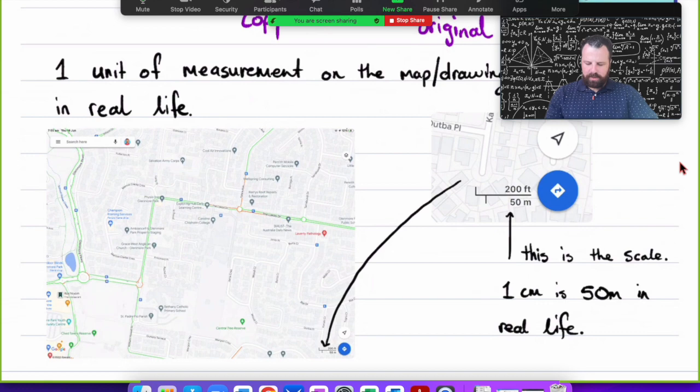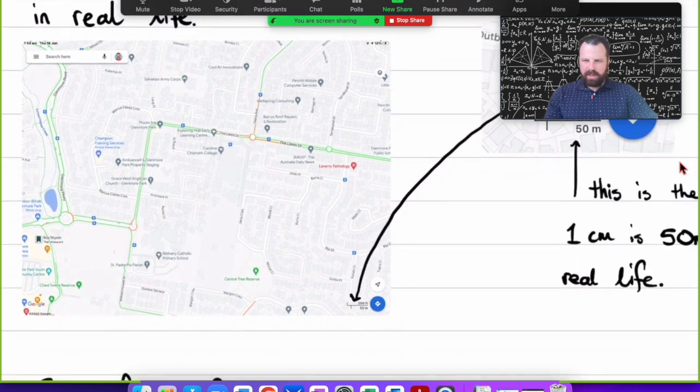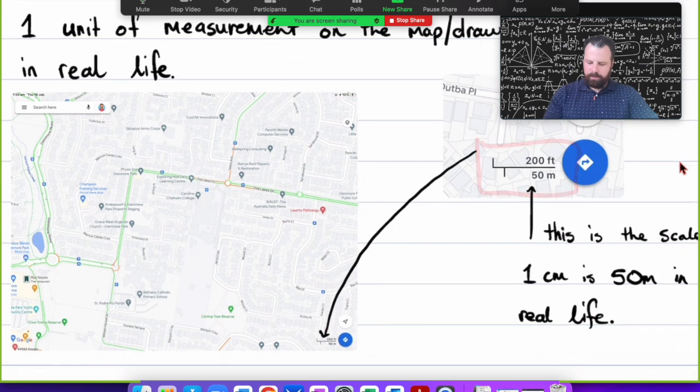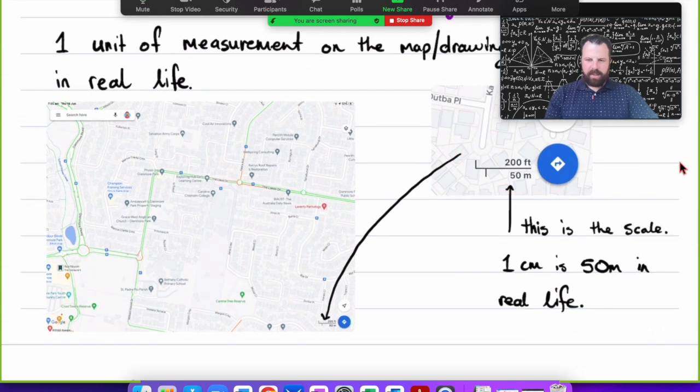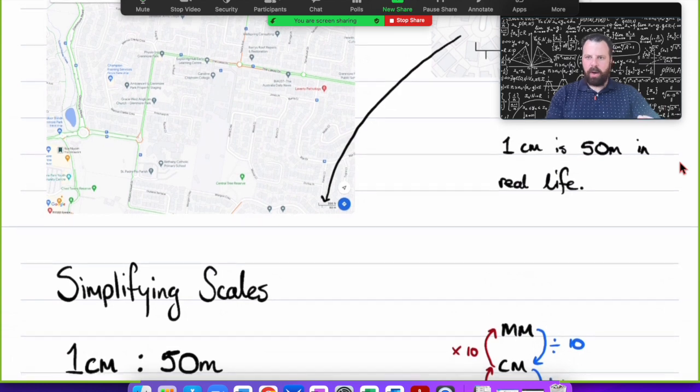We can have a look at that. We looked yesterday in class at Google Earth. Here's an image from Google Maps. Down the bottom right on Google Maps is a little scale for us, and I've enlarged it up here. This scale represents 1 centimeter is 50 meters in real life. But let's talk about how I would represent that now.